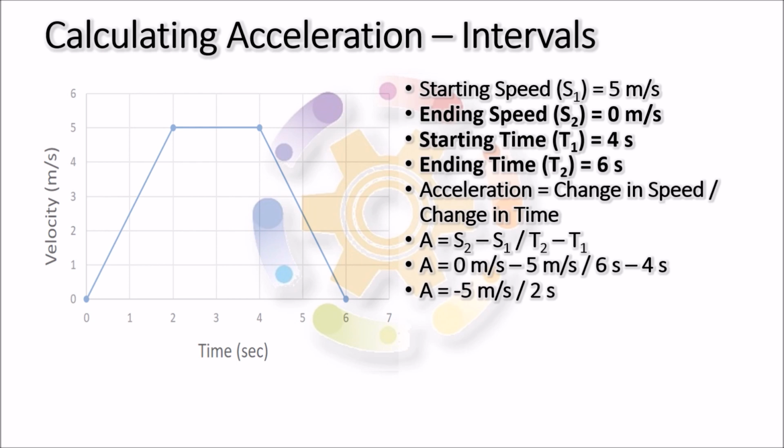So once we plug our values in, we get negative 5 meters per second divided by 2 seconds, which gives us negative 2.5 meters per second, or negative 2.5 meters per second squared. And once again, if we have a negative acceleration, then what we actually are looking at is deceleration, or an object slowing down. Its speed is being reduced over time.